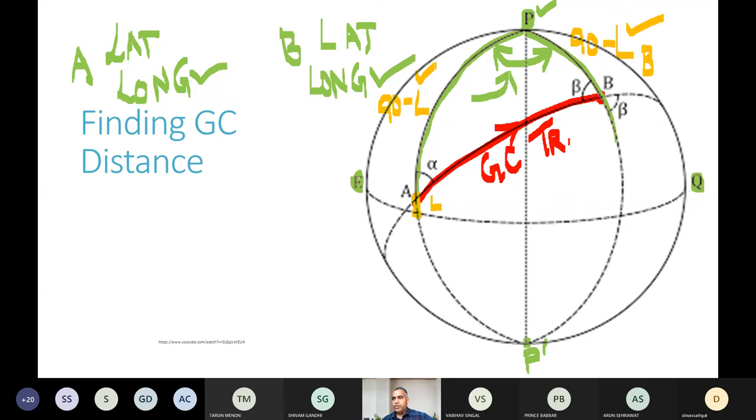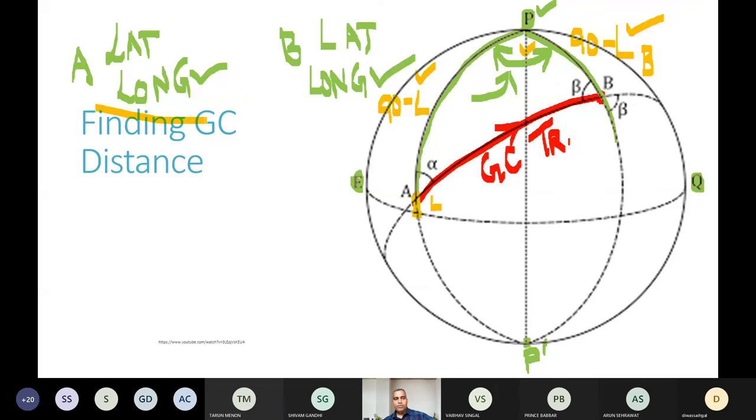Now, since we have the latitudes of both the places, we have these two sides also. So we can calculate PA, which is 90 minus lat of A. It is also known as co-lat of A. And we can find out PB, which is co-lat of B. और हमारे पास यहाँ पे angle P भी है. So you have a spherical triangle here, PAB. हमारे पास कुछ चीजें इसमें known हैं: two sides and an included angle. इसमें कौन सा formula use कर सकते हैं बेटा?